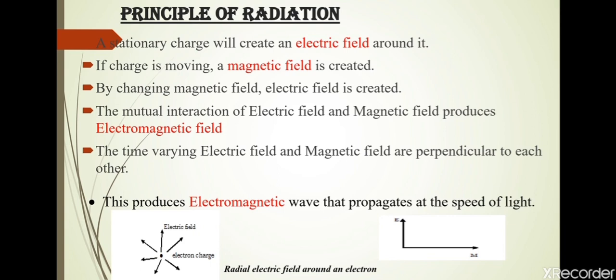The time varying electric field and magnetic field are perpendicular to each other. The figure is shown on the right side, and it produces electromagnetic waves that propagate at the speed of light. The radial electric field around an electron is shown on the left side. The center point is the electron charge and the other lines are the electric field.